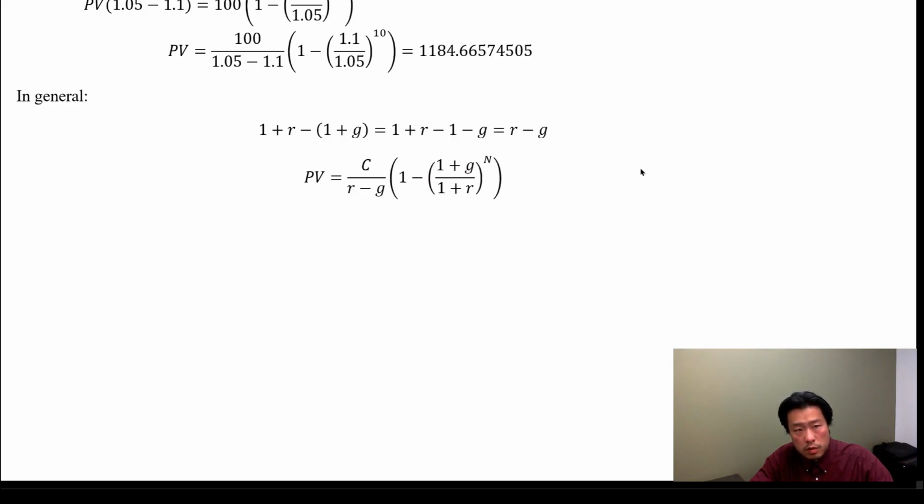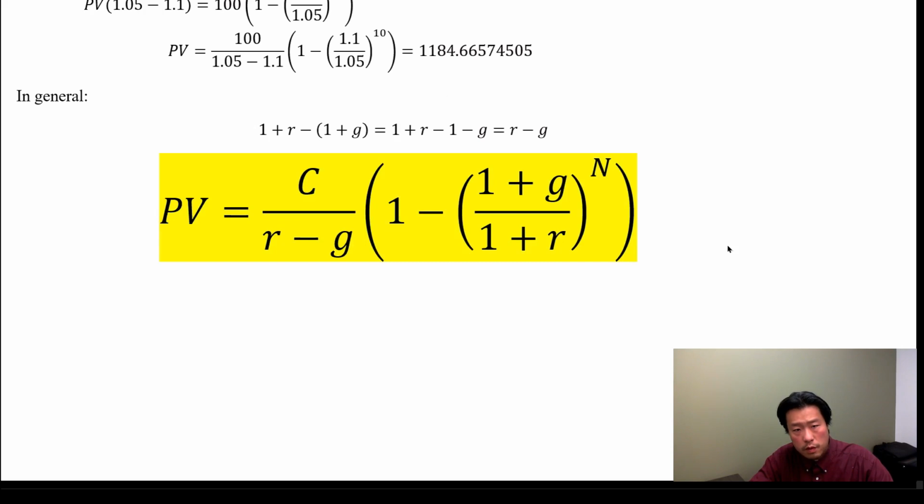The next step is to replace the initial cash flow, $100 in the last question, with C, replace this term with R minus g, and copy the 1 minus, with this term as 1 plus g and this term as 1 plus R, and 10 as the number of years, which is 10 cash flows in total. That's the general formula for the growing annuity. That's it for today. Thank you.